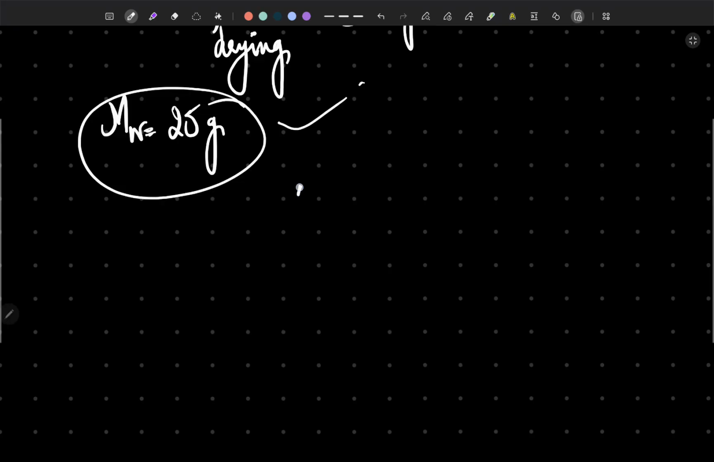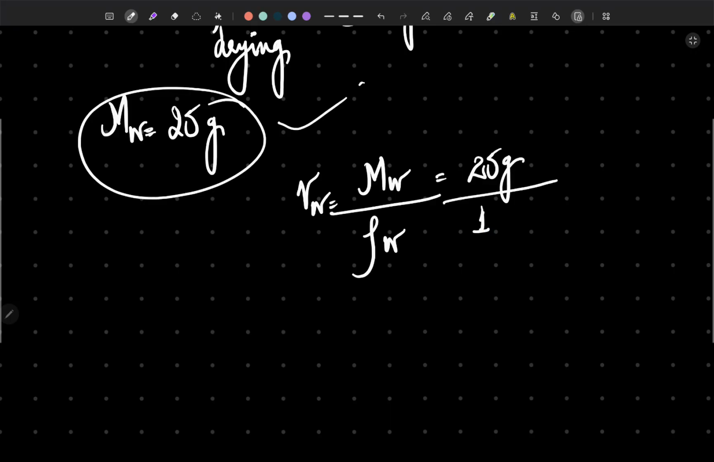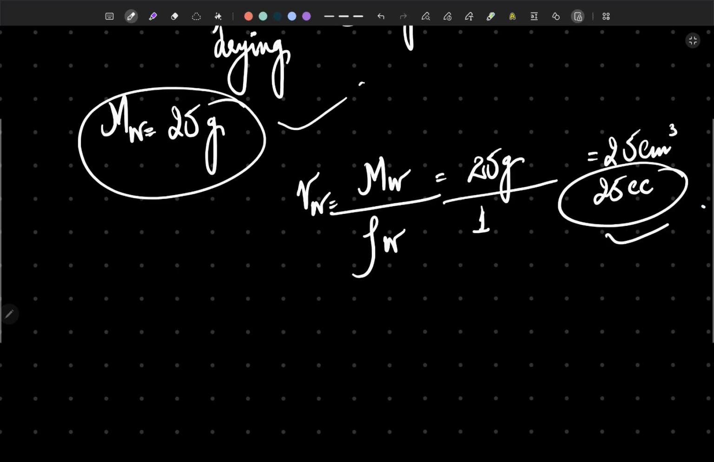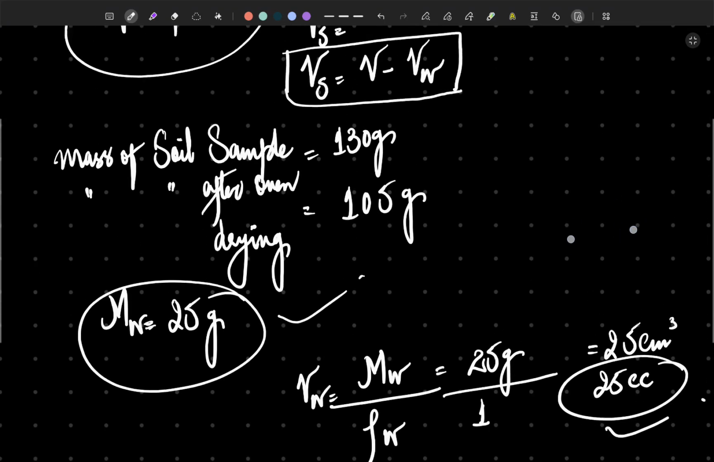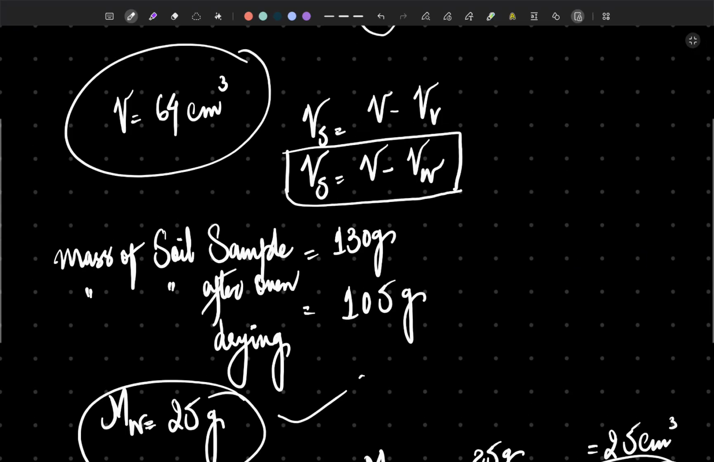As we know, volume of water is mass of water divided by density of water. Mass is how much? 25 grams. Density is how much? 1 gram per cc. So the volume of water is 25 cubic centimeters or 25 cc, correct? Students, kindly take notes, and this is how we have arrived at the volume of water in this case. We're trying to solve as many questions as possible. That's how we'll be good enough in this topic, that is the weight volume relationships in geotechnical engineering.